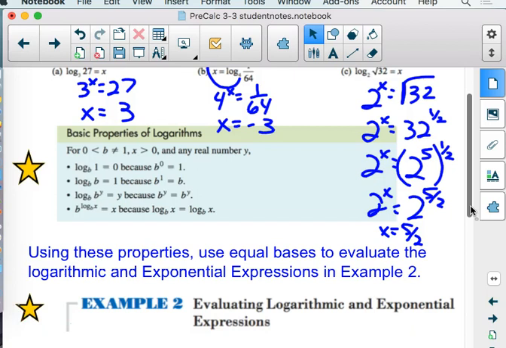Logarithm base b of 1 is always 0, because if you snail shell it, it's going to say b to the 0 equals something. And anything to the 0 power is going to be 1. Logarithm base b of b equals 1, because if we snail shell it, it says b to the first equals b, which of course it does. Down here, logarithm base b of b to the y equals y.